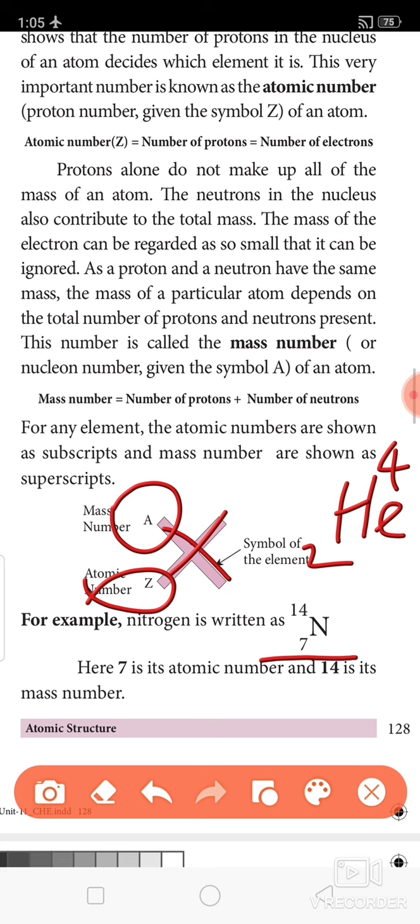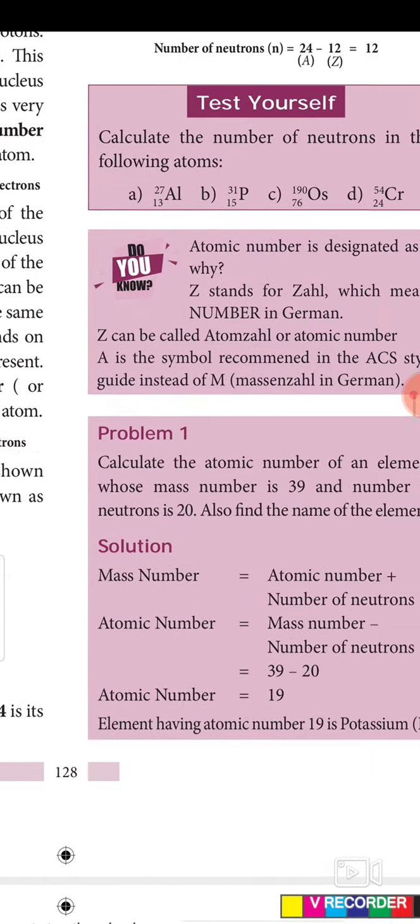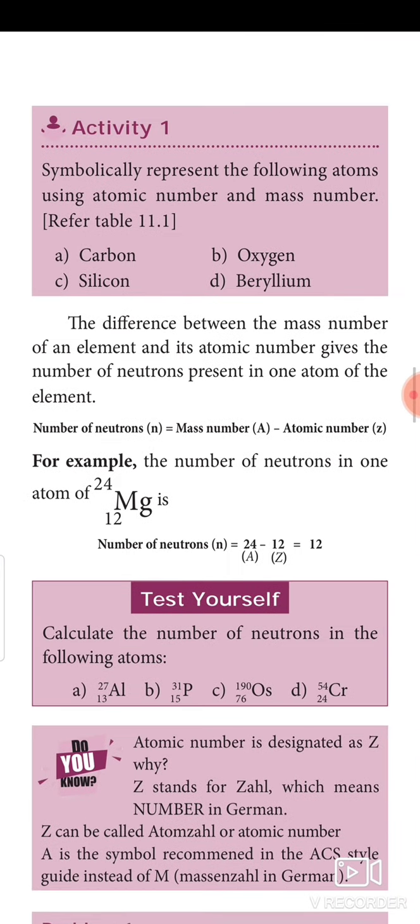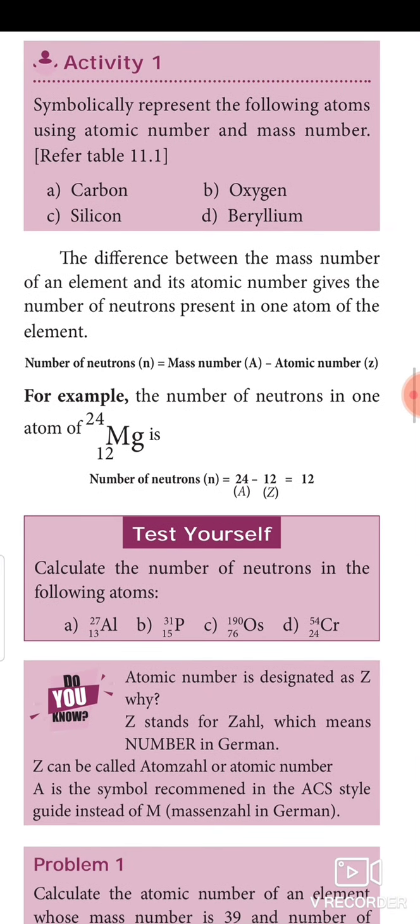Example, here they have given nitrogen. Now, for nitrogen 14 is mass number, 7 is atomic number. What is this 14? 14 implies number of protons plus number of neutrons. 7 implies number of electrons. Okay. So, let's see that. Here they have given you activity 1. You do it by yourself. If you don't know, you ask me anytime, I will explain to you.